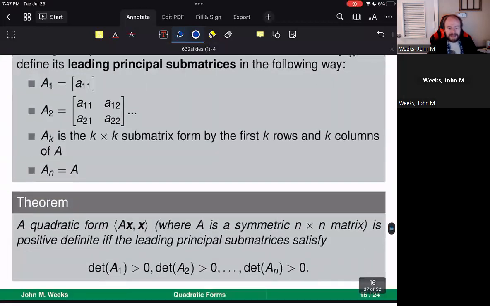So one way of seeing this is a theorem that says that the quadratic form x transpose Ax is going to be positive definite if and only if, again, A has to be written in symmetric form, the leading principal submatrices all have positive determinant. But that is one way that we can use to find out this notion of positive definite if we aren't going to go through and find all the eigenvalues for this.